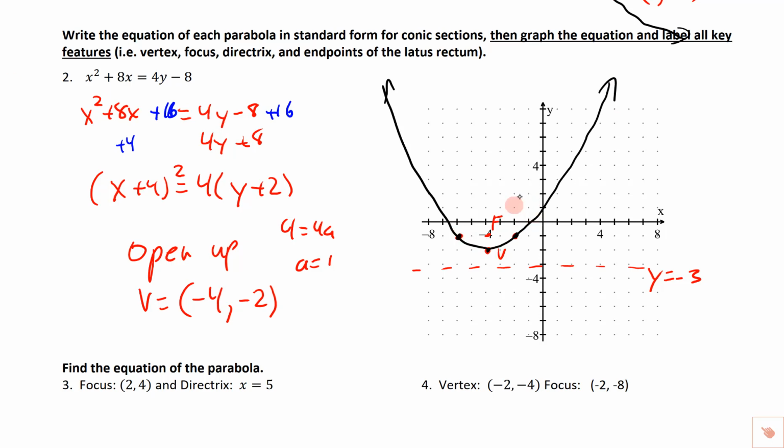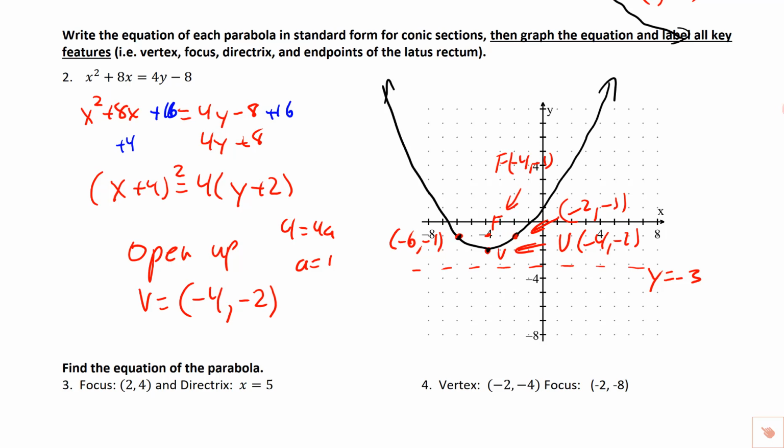And then we're going to go ahead and label here. So the focus is, if this was -4, -2, this is going to be -4, -1. The vertex, of course, is -4, -2. And then we've got our directrix there. And then we've got the endpoints of the latus rectum. This is -4, -1, so we're going to go 2 units this way. So that point right there would be -2, -1. And this point right here, we went 2 more units that direction, so that's going to be -6, -1. Okay, so we got all the points there.